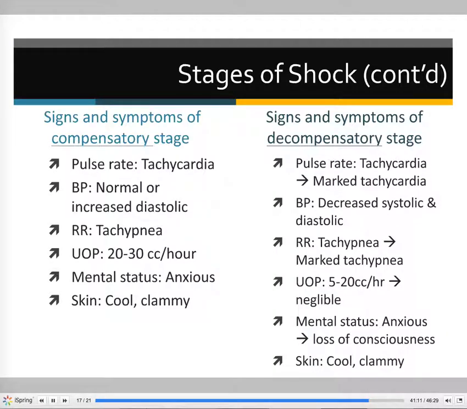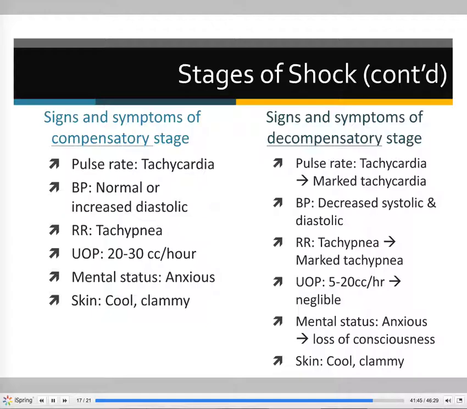Please take a look at this slide. You can compare it with the slide that we talked about in terms of the signs and symptoms that you see with the person going through hypovolemic shock, in terms of what's seen when the person's compensating: the tachycardia, the diastolic blood pressure increasing, the respiratory rate increasing, the urinary output decreasing, the person being anxious. Skin may be cool and clammy, and we go to stage 3 of the progressive stage.